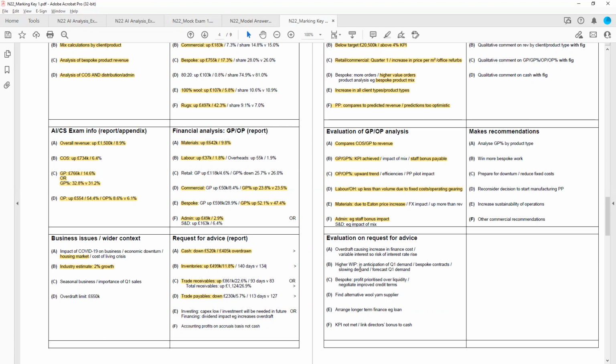And then, of course, we had the implications. So it causes an increase in the finance cost. I mean, some of this was just a reason, but because of the bespoke contracts, profits were being prioritized over liquidity. And then some recommendations: find an alternative supplier, long-term finance, link the KPI to cash. So again, more difficult, I think.